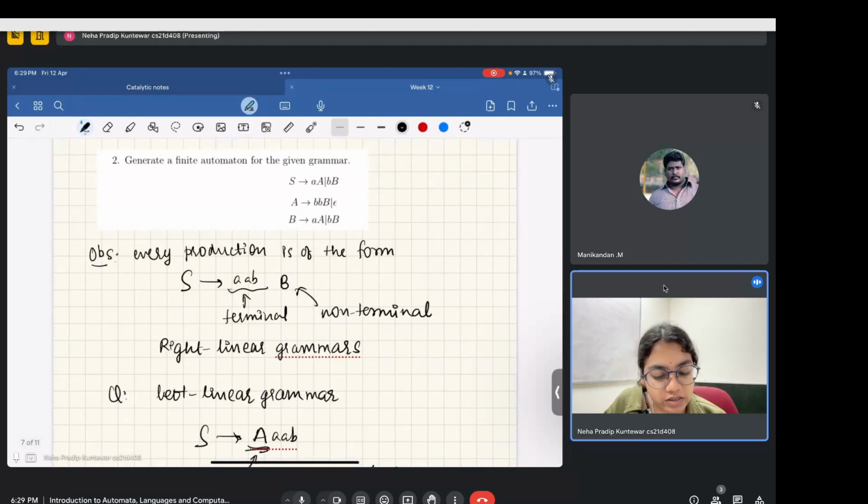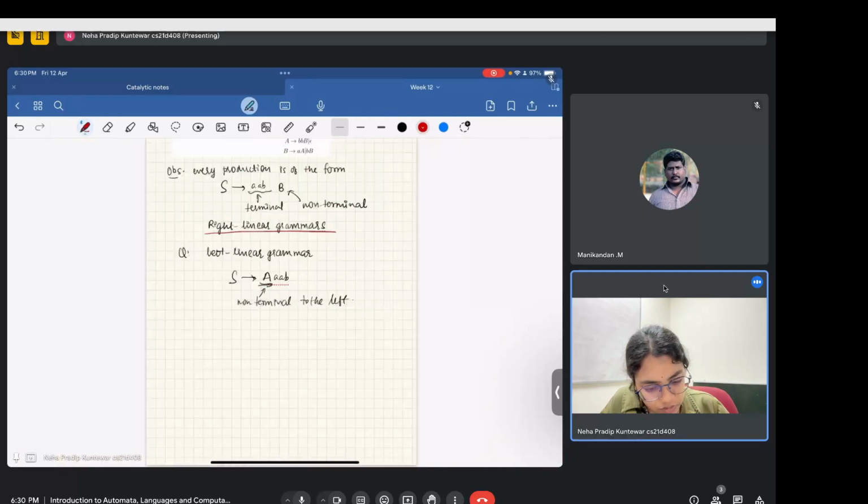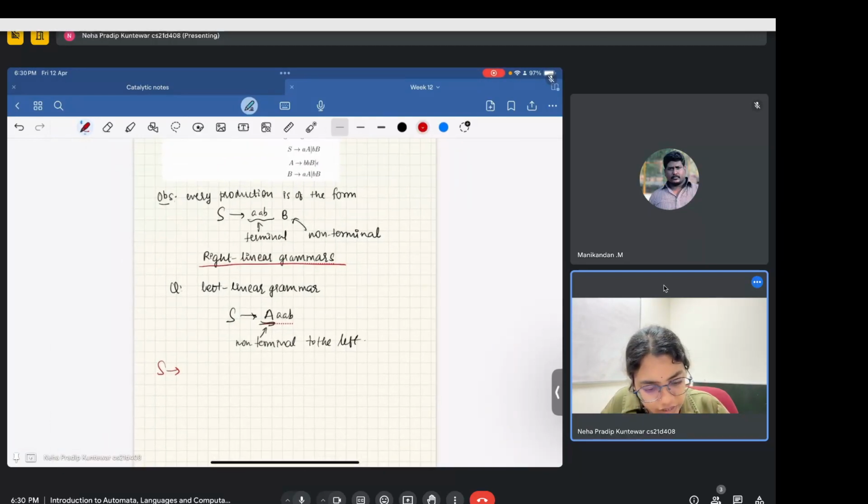What we're going to do is, now that we know that the grammar given to us is in this right linear form, we will use this to build our DFA. So let's look at this. The grammar says that S gives A or B.